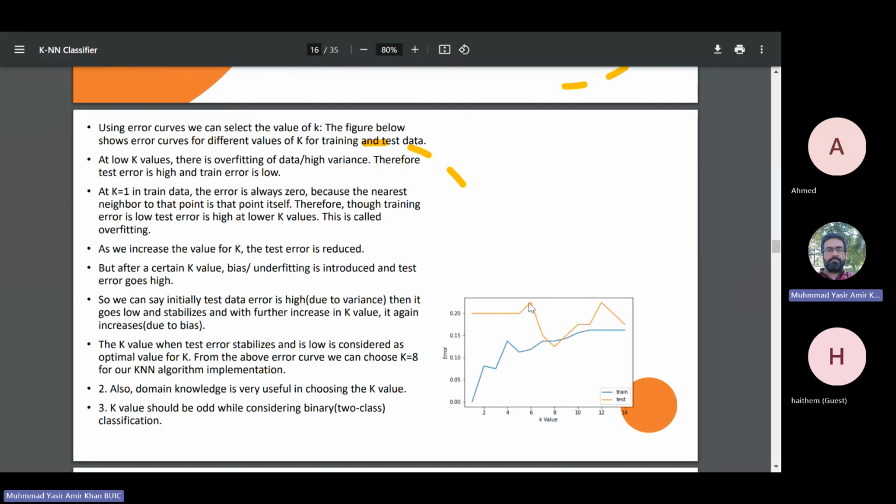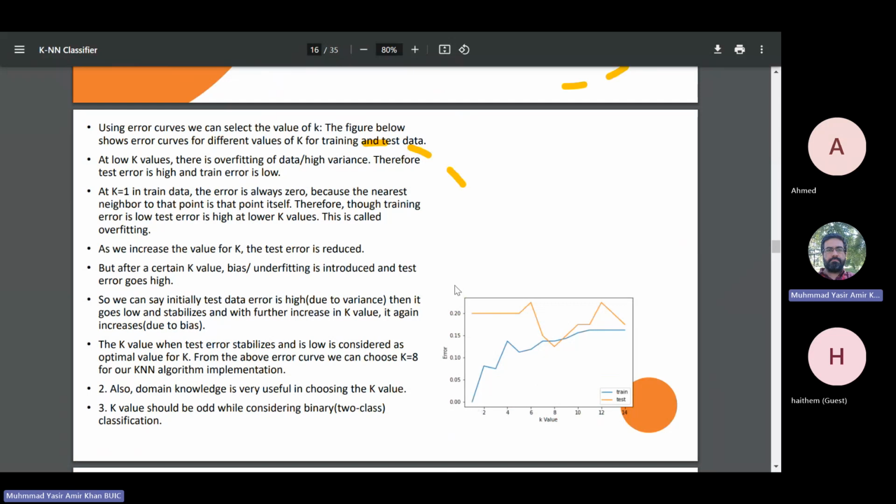Then it goes up and then quickly falls down. So you can see that sweet spot that I was talking about, that was k is equal to 8. For k is equal to 8, we have a smaller test error, and even the train error is also small. So they lie together. After that, the test error goes up and the train error slightly goes up. So for smaller values, that's not good.